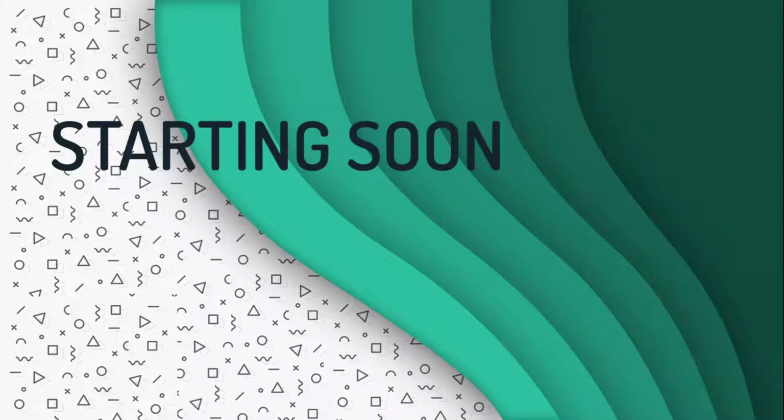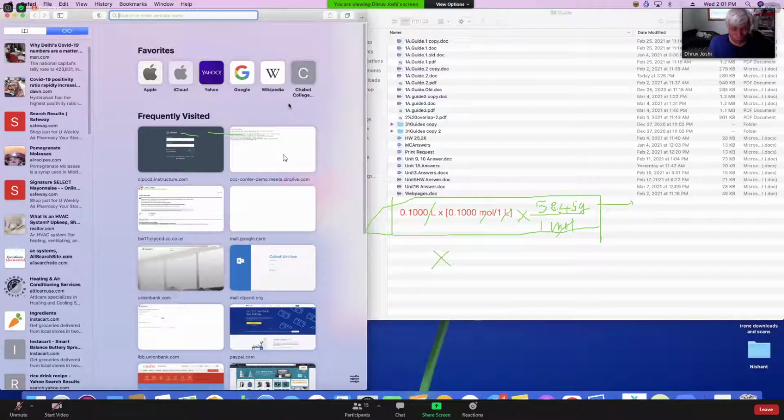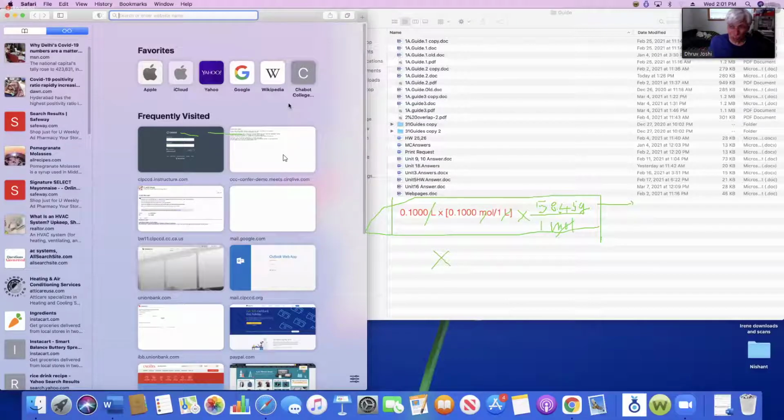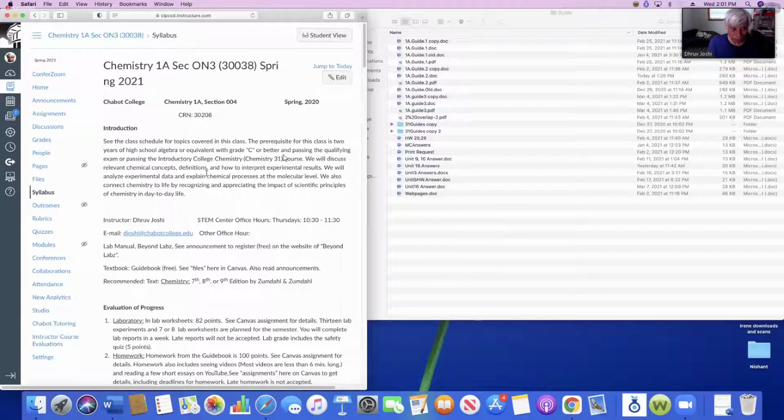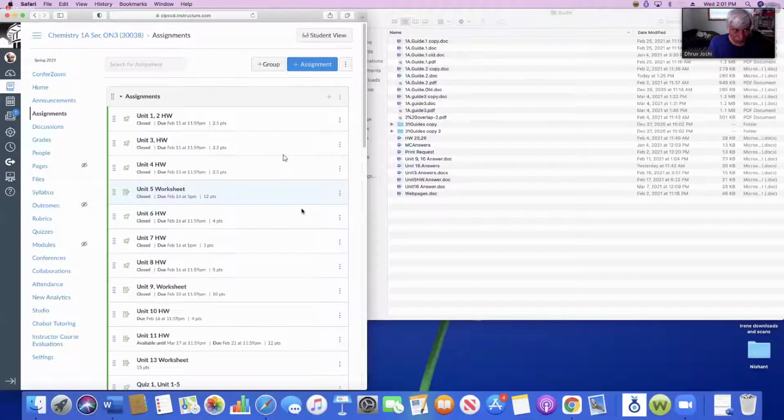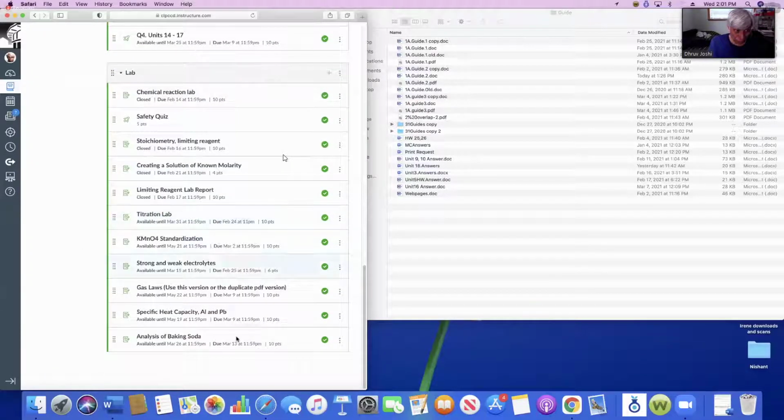Remember, look at the canvas first, and then if I tell you to look at the lab book, that's my problem. Then you can do it. So here we go into the canvas. And here we go into the assignment. And here we go into the analysis of baking soda.